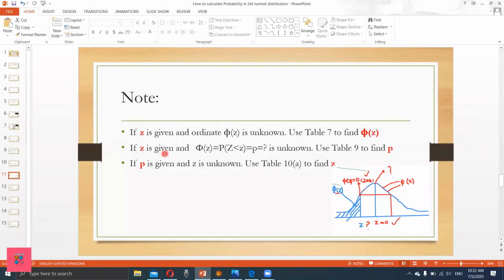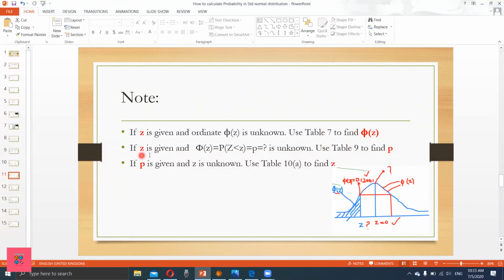If z is given, this point is z. For example, this blue color z is given, the height is this one, which is written here as phi of z. In our case, it's equal to 0.1200, for example, but this is the height. This height, this one, phi of z, is called the ordinate.